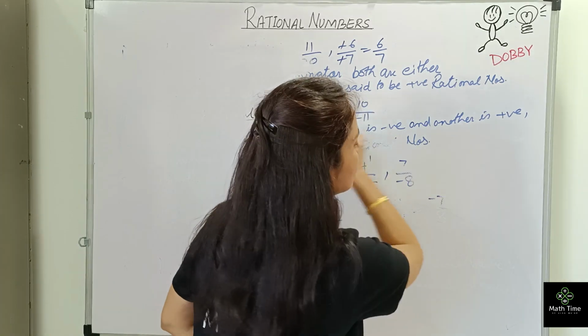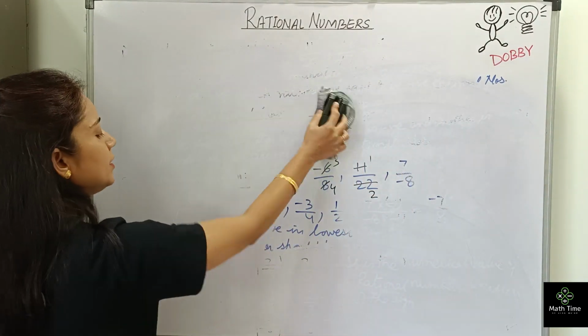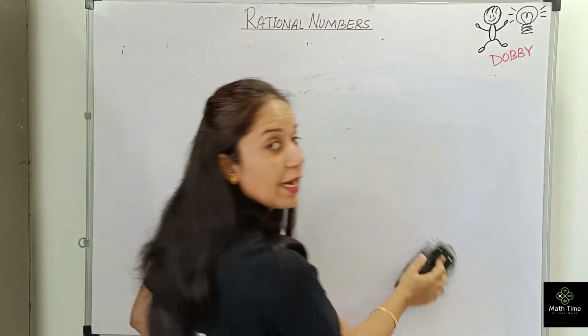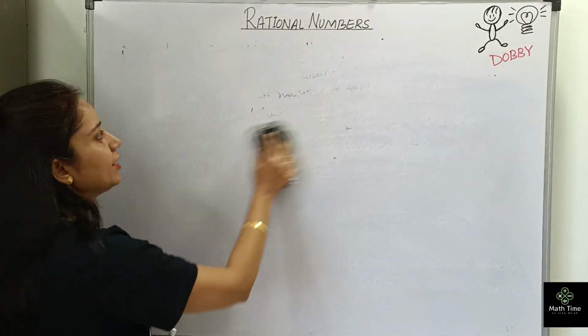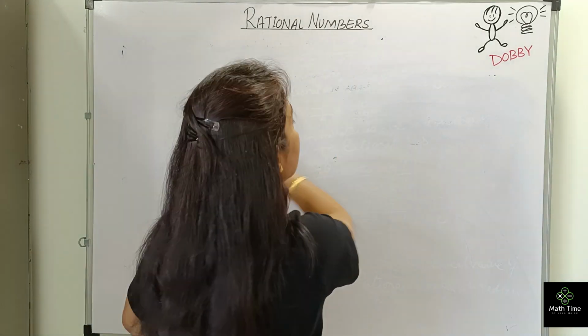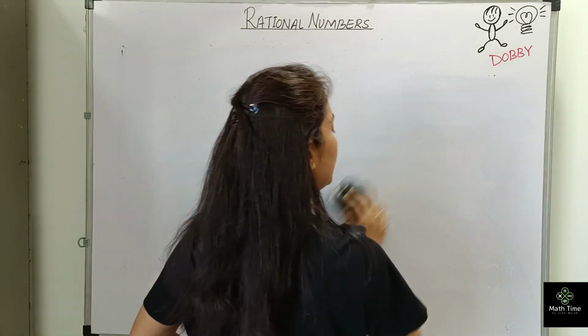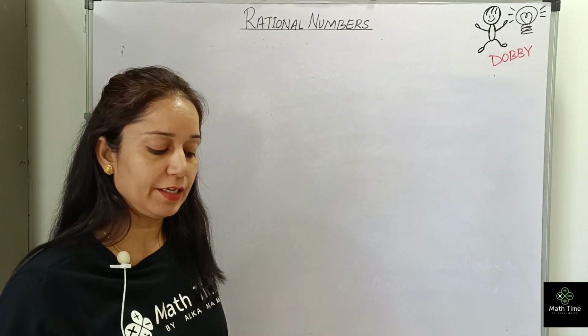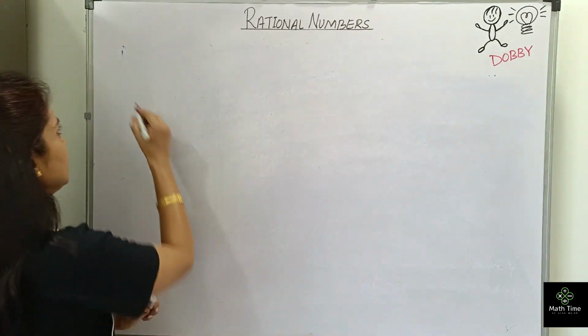Our next is, let us see the additive identity. What is additive identity of rational number? As the name says, additive, so that means something related to addition. And identity means which maintains the identity of the number. कि उसकी वही identity रहे. Identity should not get changed.